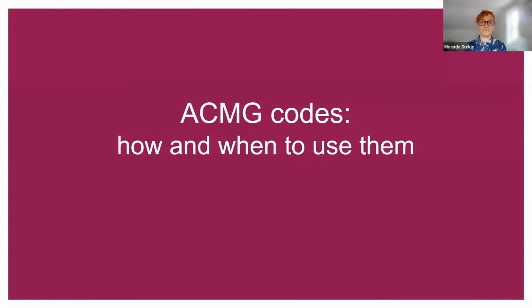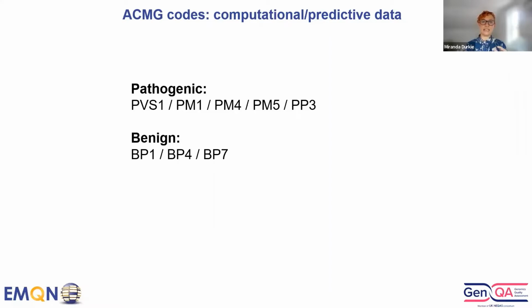So I've grouped the codes into areas according to how you would use them. The first group is computational and predictive data. This means that we don't have any experimental data for that variant, but we can use information about the type of variant or maybe some computational tools to predict what the effect on the protein is going to be. So I'm going to look at both the pathogenic and the benign criteria.